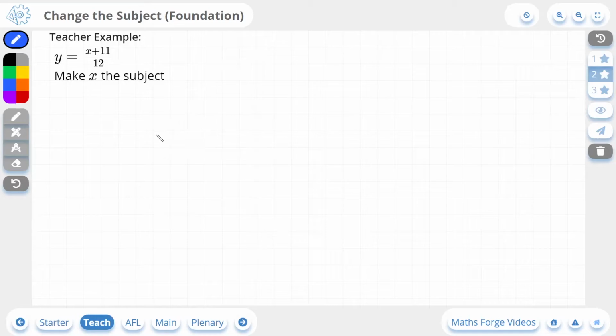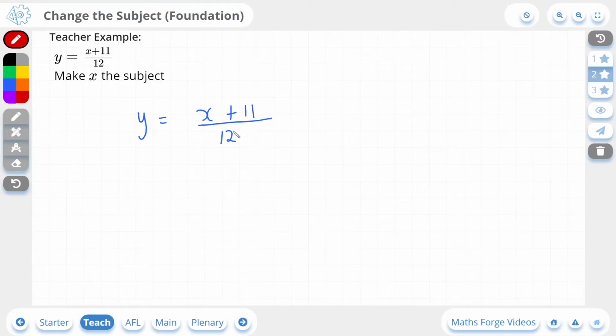Now let's do a two-star example. We have y is equal to x plus 11 all over 12. And we're being asked to make x the subject. So the first thing I'm going to detach from this x: there's a plus 11 attached to it and a divided by 12 attached to this whole expression here. I can't get rid of this plus 11 first, since there's a divided by 12 attached to it. So the first thing you should do, if everything's being covered by a division, is get rid of that division.